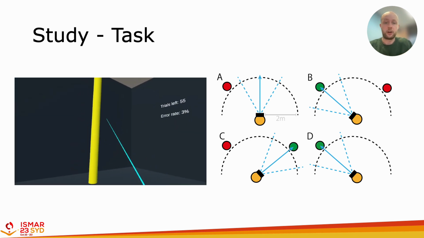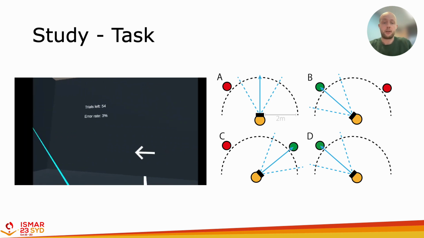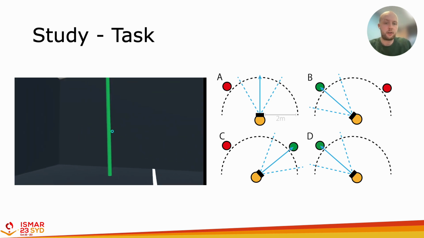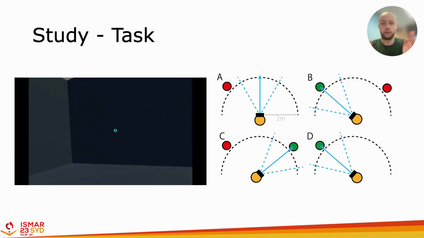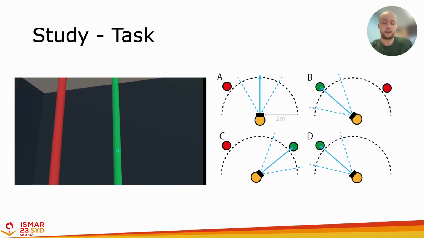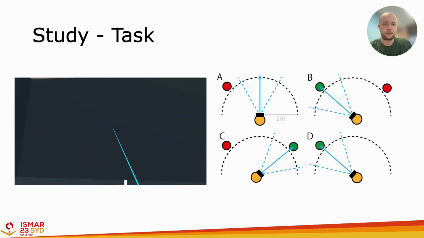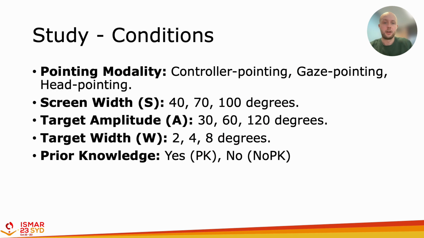And then they have to return to the previous target and select it again, which represents a selection where you know where the target is going to appear. So you have selections with prior knowledge and without prior knowledge. And then we also changed the screen width because we know that has an effect. And in today's VR environment, there are lots of different sizes of HMDs. So in our study, we compared these three modalities. We also compared three different screen widths, different target amplitudes and target widths, and also whether the user has prior knowledge or no prior knowledge of the target position.